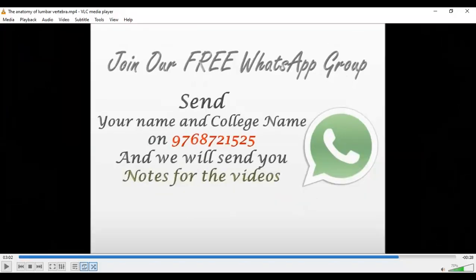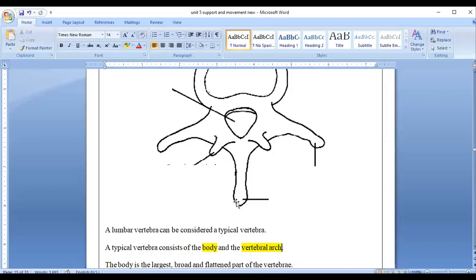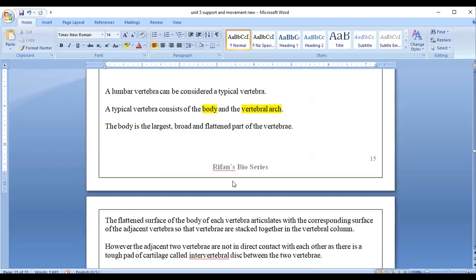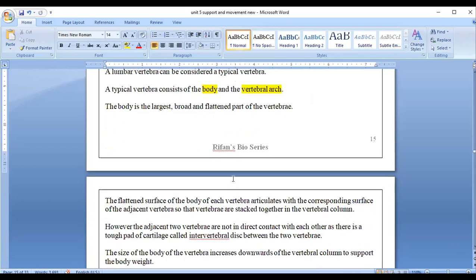Are you clear? Clear, sir. So actually what he pointed out is a little too much than what is in our syllabus. He told about the lamina, pedicles, but they are not in our syllabus. Okay, what we have to understand.